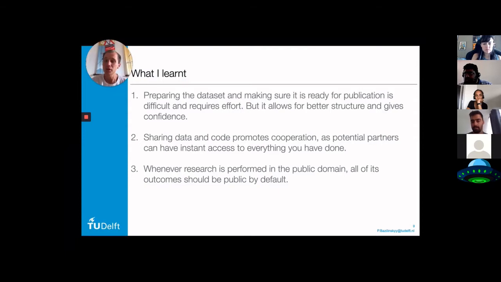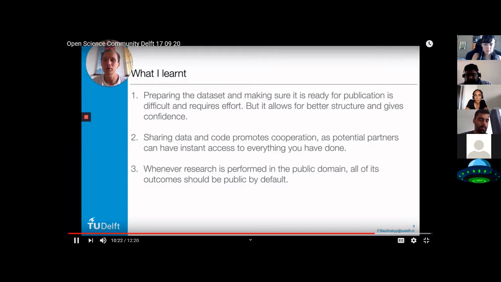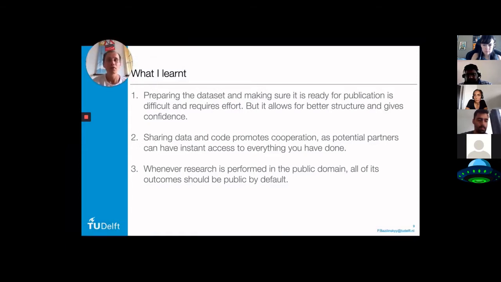And whenever research is performed in the public domain, I do think that all of its outcomes should be public by default. So even when we're doing science, I think in science the main final goal of what we do should be the benefit of society and humanity in general. And I think that's why everything we do, if it's of course publishable and shareable, should be shared in the public domain.